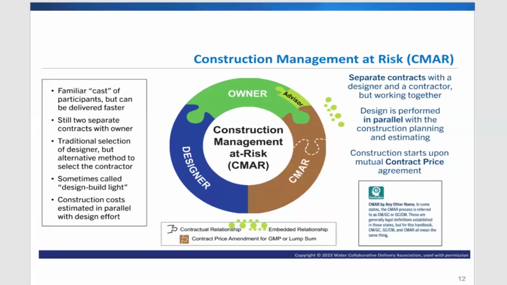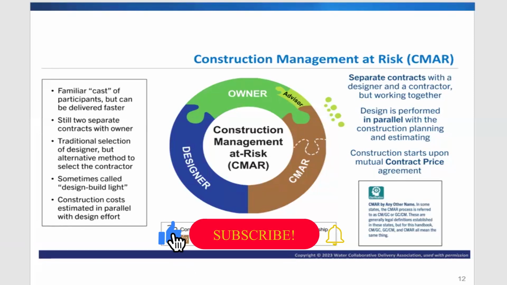They work through the process of developing the design and also getting input from the contractor as they move on, and also develop the estimate for the work. And then finally, the contract price, which is the GMP, is what is negotiated between the CMA contractor and the owner to proceed with this type of project delivery.